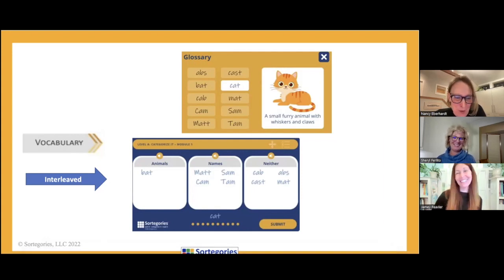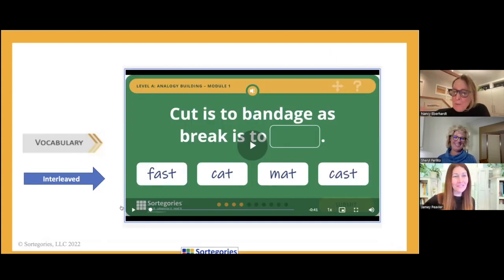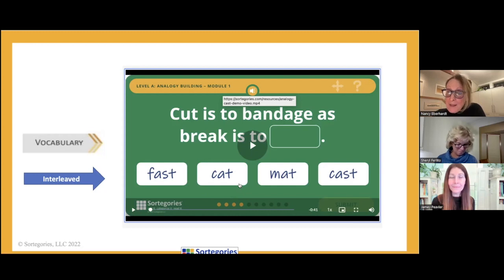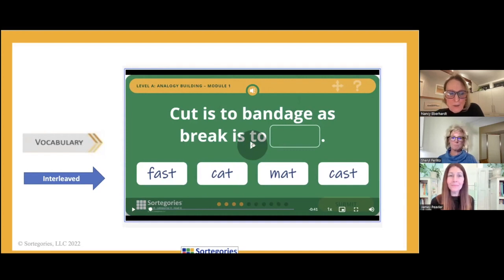All right, moving on. So another example in row two are the analogies. And we wanted to show this because in this case, we're using cat in this example, not as the answer, but it is part of the distractor items for the correct answer. So let's just take a quick look at this activity.